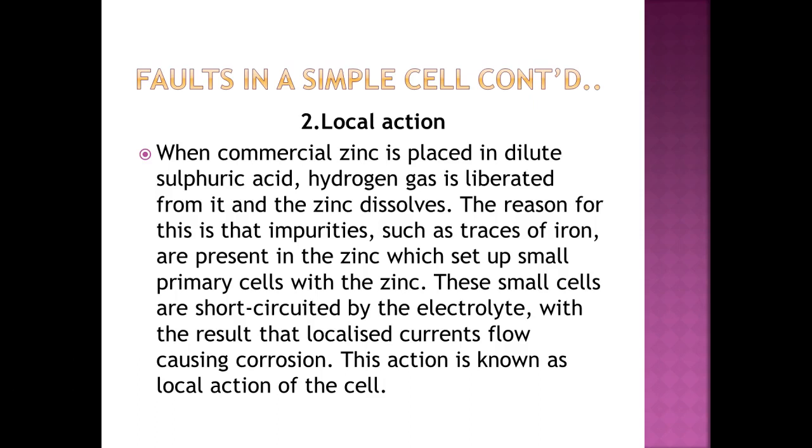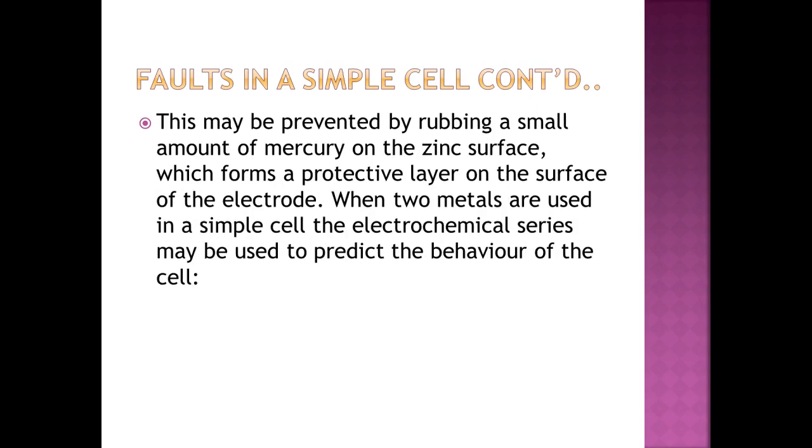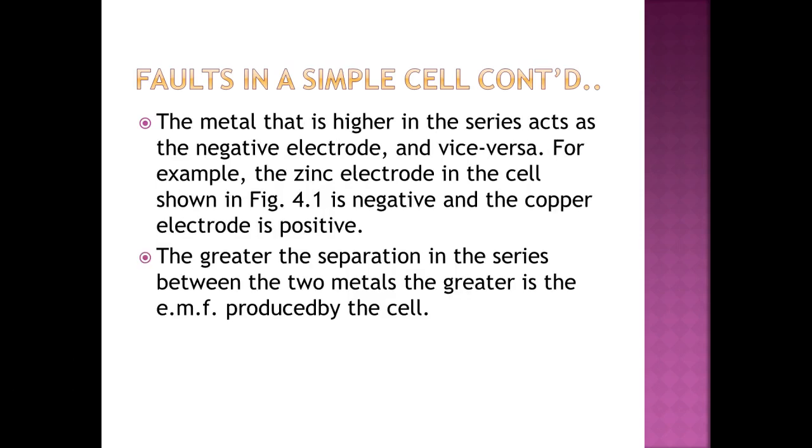And how do we prevent local corrosion? We can prevent it by rubbing a small amount of mercury on the zinc surface, which forms a protective layer on the surface of the electrode. When two metals are used in a simple cell, the electrochemical series may be used to predict the behavior. The metal higher in the series acts as the negative electrode, and vice versa. For example, the zinc electrode is negative, and copper is positive.